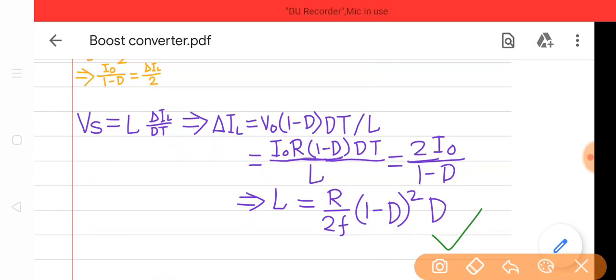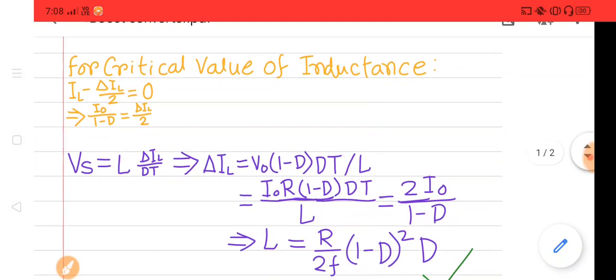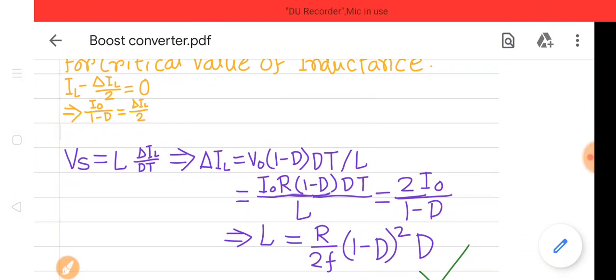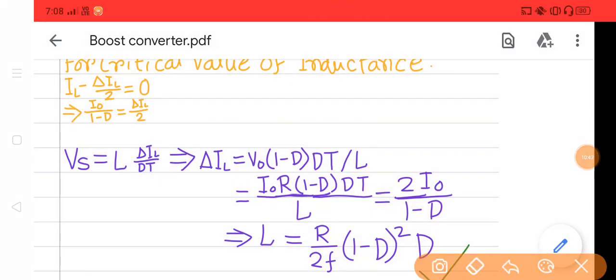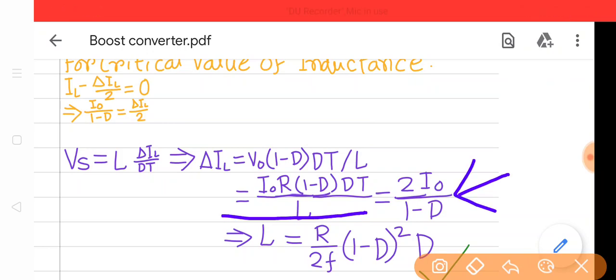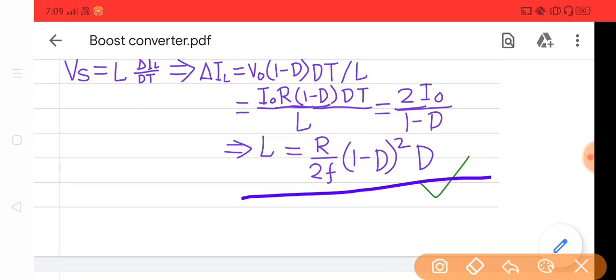From this equation, we have to satisfy this condition to get the critical value of inductance. So del IL by 2, del IL is this much. This should be equal to, del IL should equal 2IO divided by 1 minus d. This is true. Now after simplification of this equation, we get the critical value of inductance equals R divided by 2F into 1 minus d square multiplied by d.